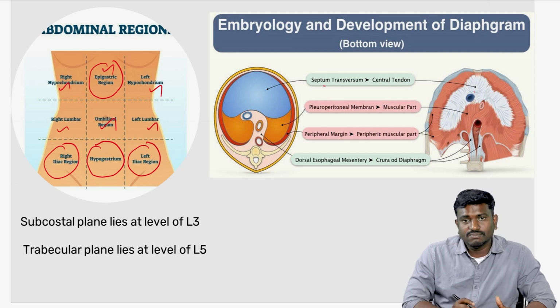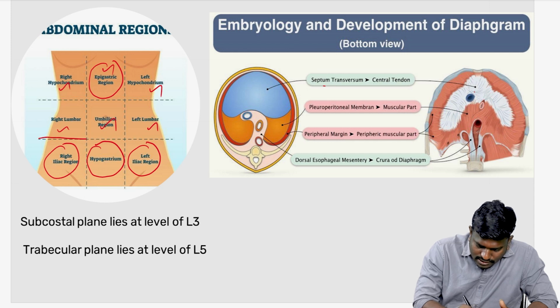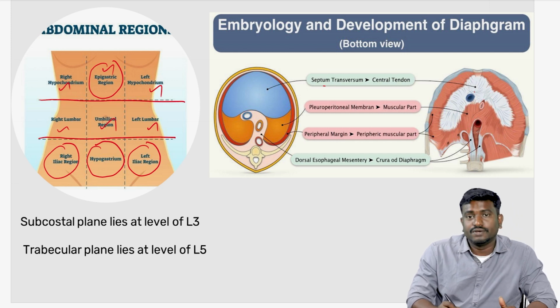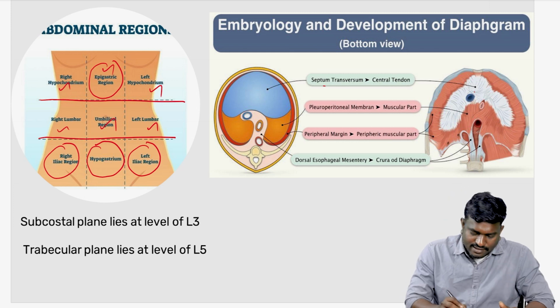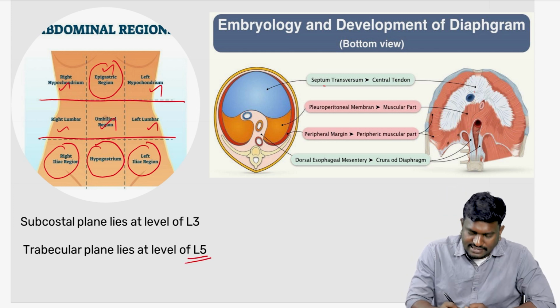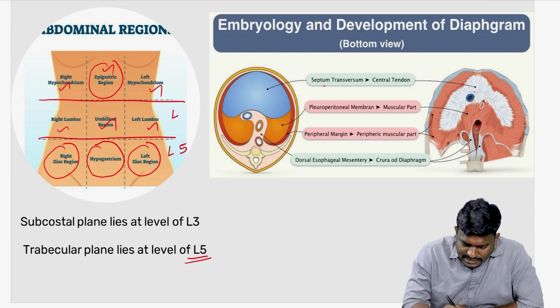Now, what do I have to remember, sir? For the main exam, you are going to remember the 2 planes. This is called as what? The transpyloric plane, and this is going to be the subcostal plane. Very good. Key point is that the plane lies at the level of L5. And subcostal plane lies at the level of L3.